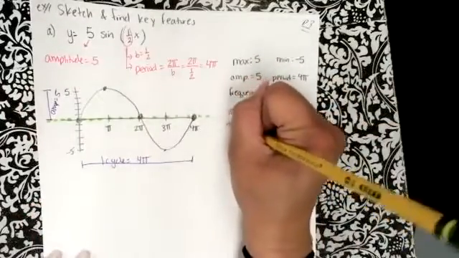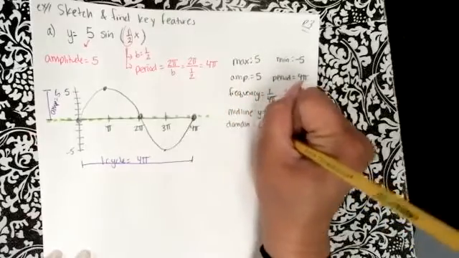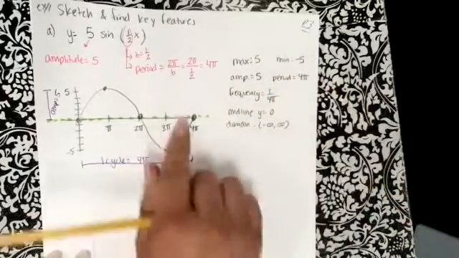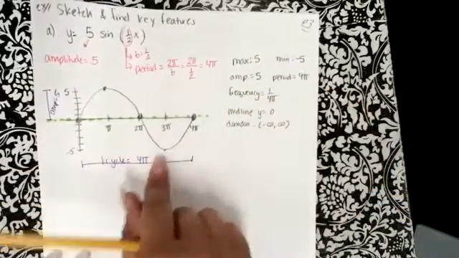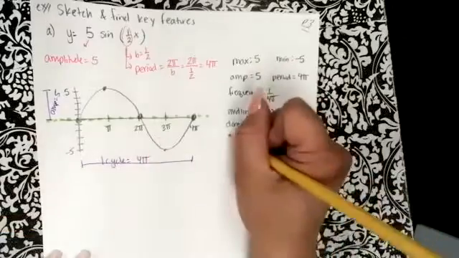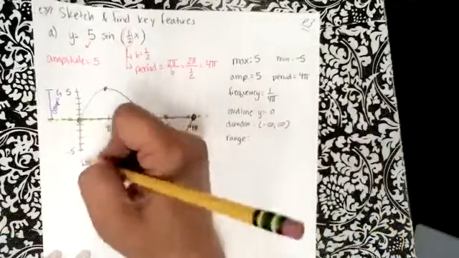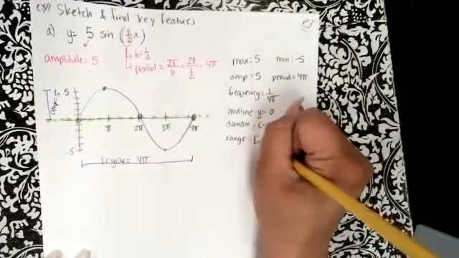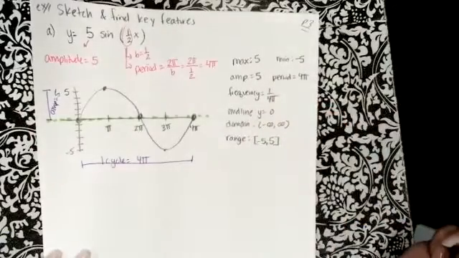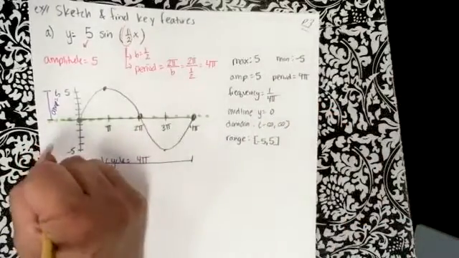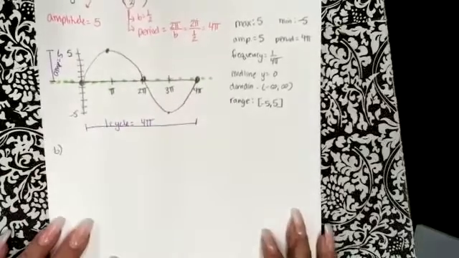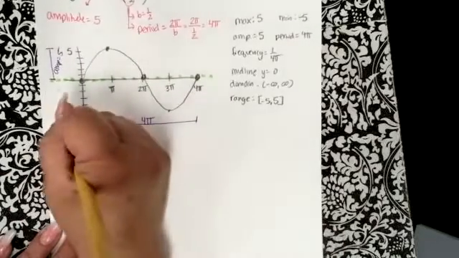My domain is going to be from -infinity to +infinity. Now, all of these will always be -infinity to +infinity unless they restrict it. Your range is going to change though, because the range goes up to 5, down to -5. Let's graph a cosine one.